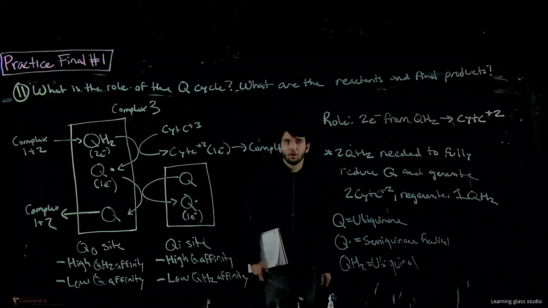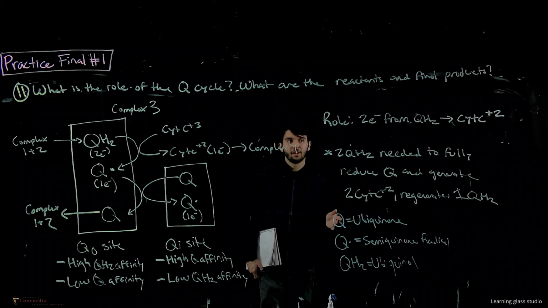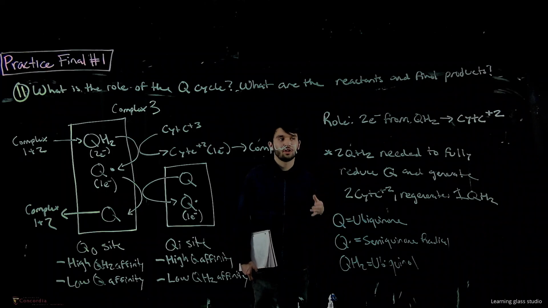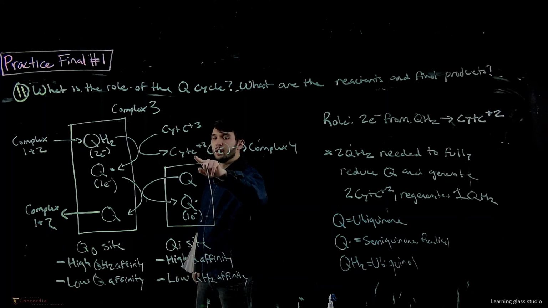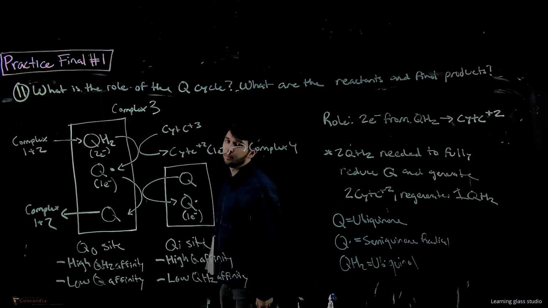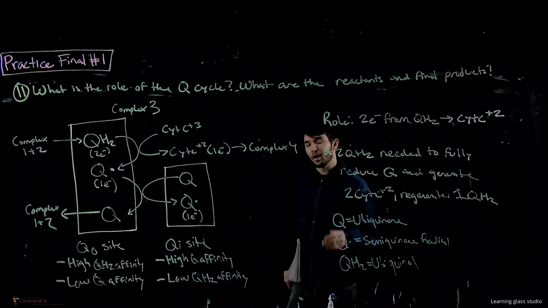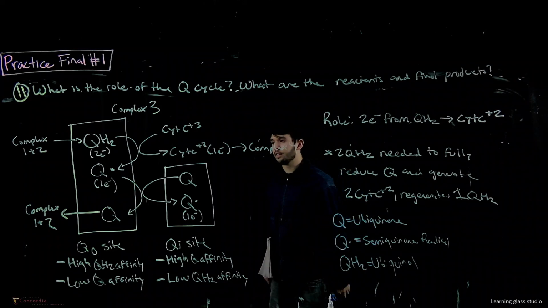QH2 is what enters this, and the role of this is to take 2 electrons from QH2 and bring them over to cytochrome C that can then carry them over to complex 4. So essentially, the QH2 comes in from complex 1 or 2, and 1 electron is passed to cytochrome C plus 3, which reduces it and makes cytochrome C plus 2. Cytochrome C plus 2 is carrying 1 electron that can then go to complex 4.